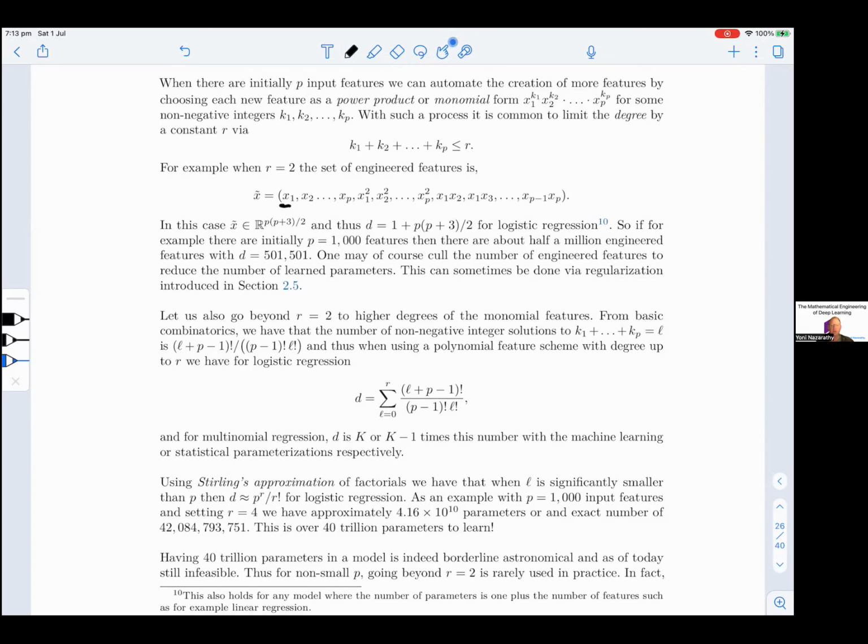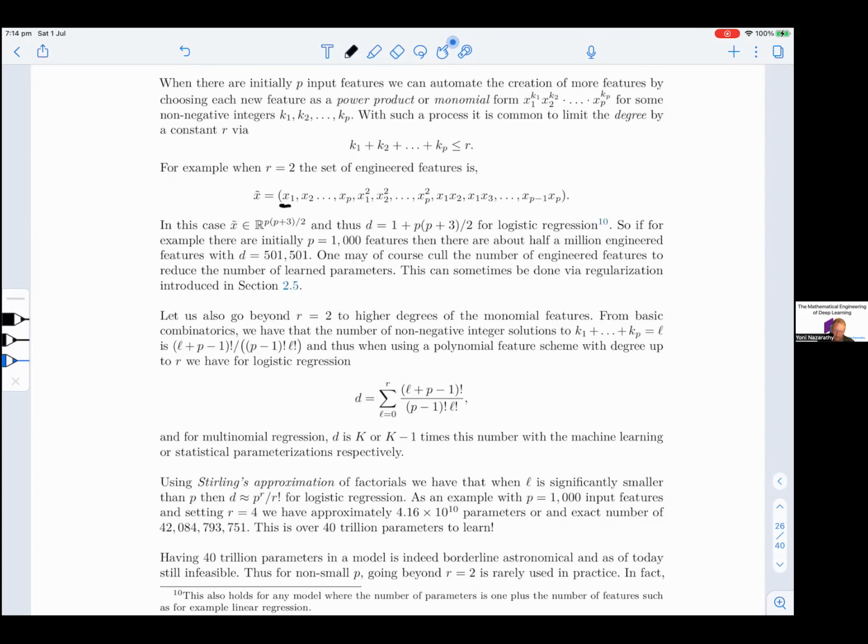Let us also go beyond r equals 2 to higher degrees of monomial features. From basic combinatorics, the number of non-negative integer solutions to the equation k1 plus up to kp equals L is (L plus p minus 1) factorial divided by (p minus 1) factorial times L factorial. Okay, so this is a combinatorial case of distributing balls into bins when the balls are indistinguishable and there's not a limit on the number of balls per bin, for example. You could have written this as L plus p minus 1 choose p minus 1, this binomial coefficient. This is the number of ways of doing this.